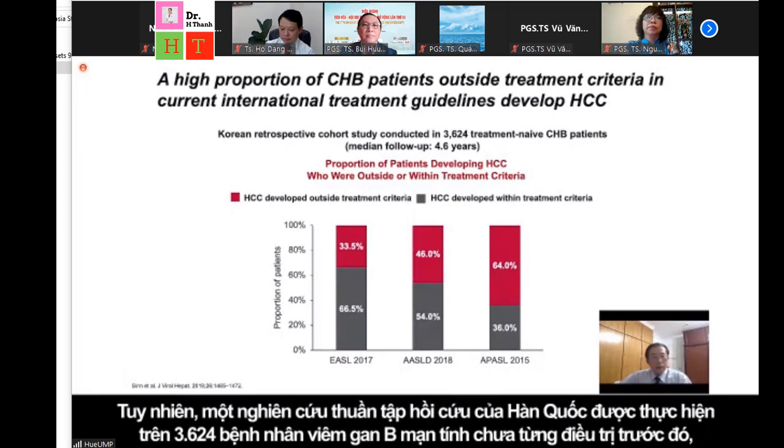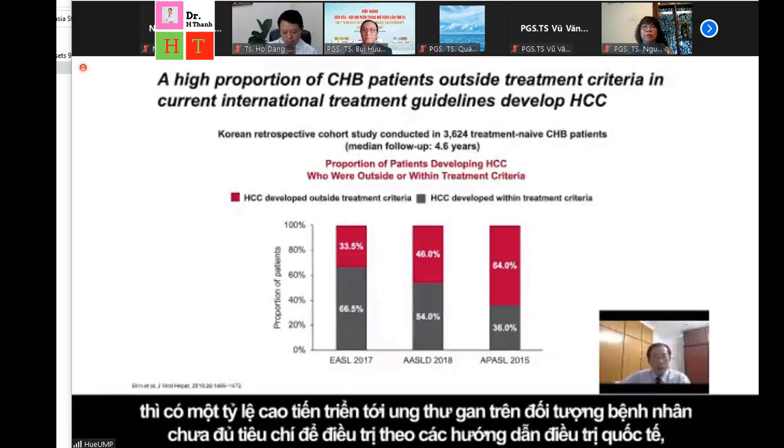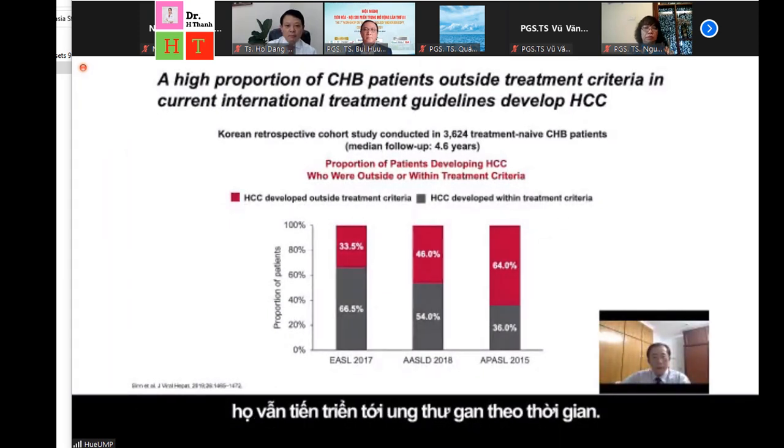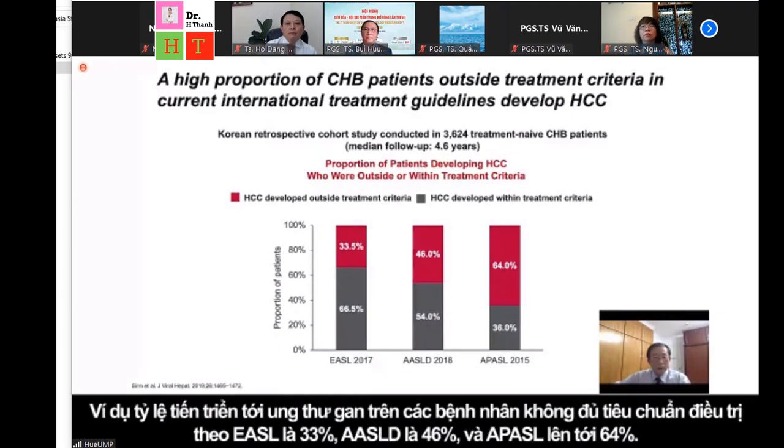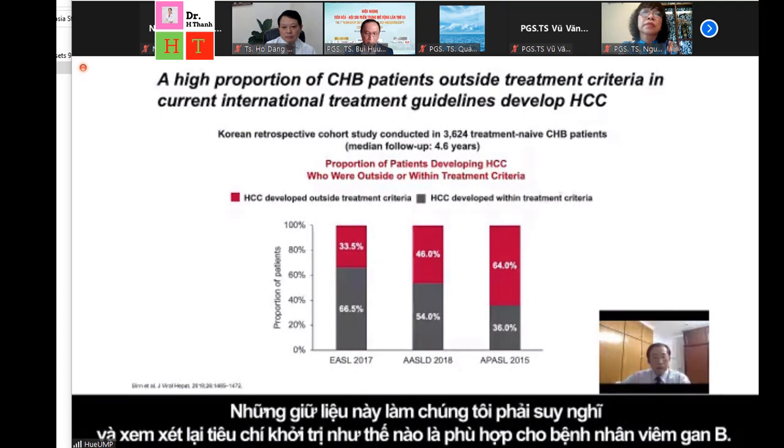However, in a recent Korean study in more than 3,000 treatment-naive chronic hepatitis B patients, their data show that a high proportion of chronic hepatitis B patients outside the treatment criteria in current international guidelines still develop liver cancer over time. For example, by using the EASL criteria, 34%, AASLD criteria, 46%, and APASL criteria, up to 64%. So this data makes us need to consider the appropriate treatment initiation criteria for chronic hepatitis B patients.